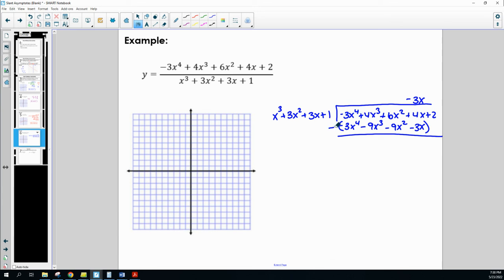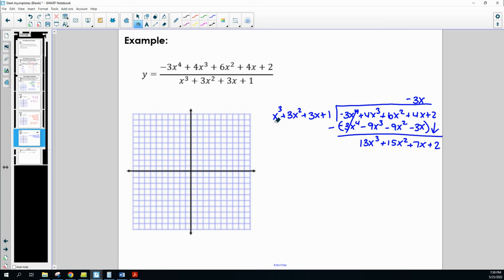Negative 3x to the fourth minus a negative 3x to the fourth, that will cancel out. 4x cubed minus a negative 9x cubed, so we're adding this. That becomes a 13x cubed. 6x squared minus a negative 9x squared, that's going to become 15x squared. 4x minus negative 3x, that's going to become 7x. There's 4 terms on the outside, there's 3 terms on the bottom, so we're going to bring down that last term so they have the same number of terms.